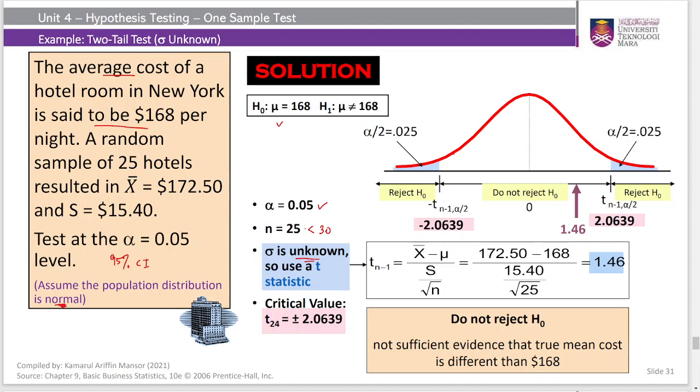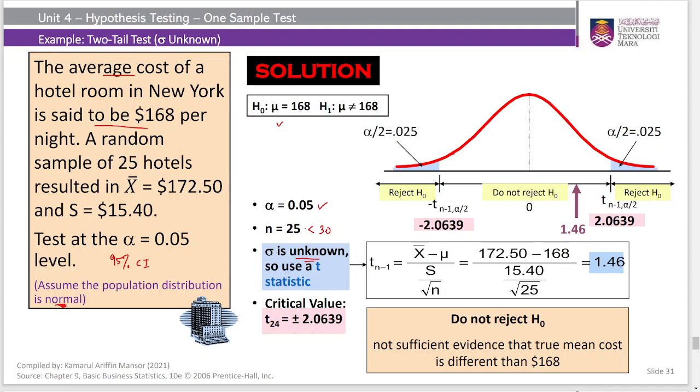The critical value will be obtained from the table of statistics, the t distribution table. So in this situation, you need to know that your t can be read from the table by looking at the significance level and also the degrees of freedom.